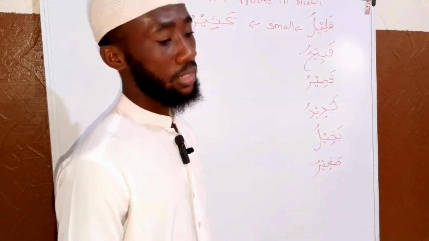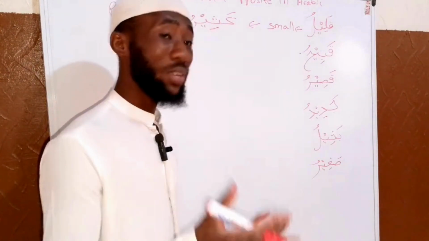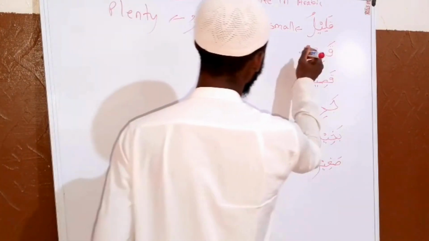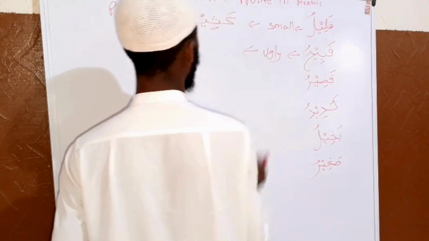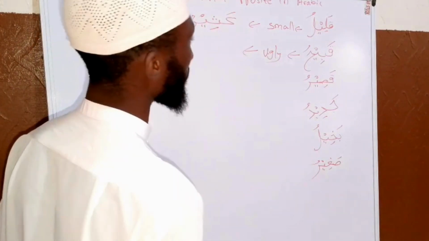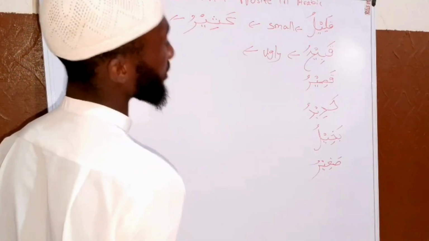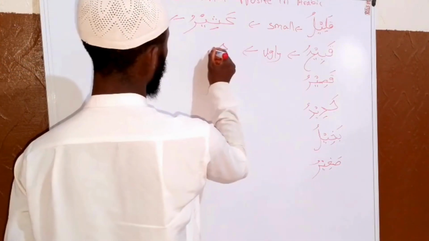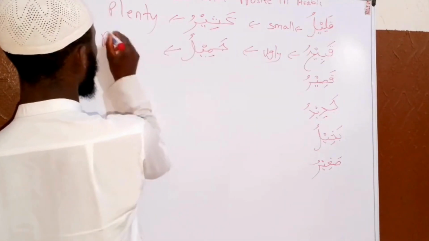Now, we have qabih. Qabih means ugly. What is the meaning of qabih? It means ugly. Now, the opposite is jamil. Jamil means beautiful.